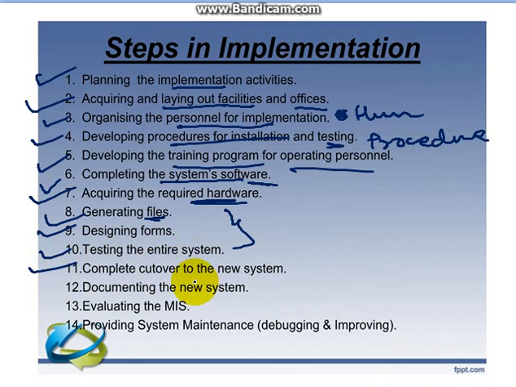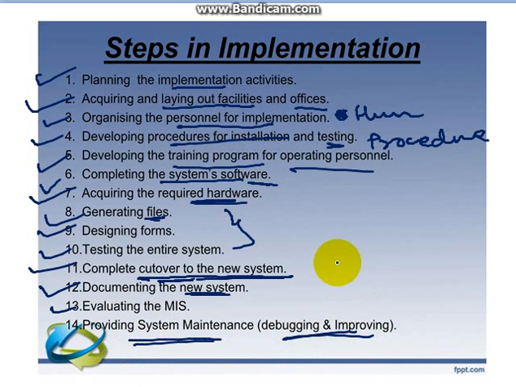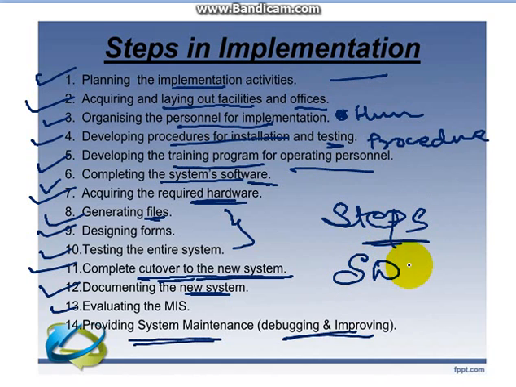Then completing the cutover of the new system, completing the cutover, and whatever defects are found, we have to resolve them. Then document the new system, evaluate that MIS and provide the system maintenance activities like debugging and improving. So these are the steps for the implementation process of the software development life cycle. This is the implementation process in SDLC.